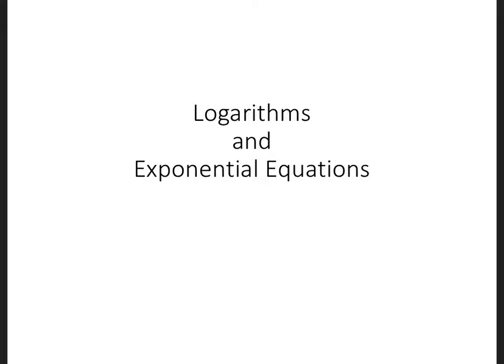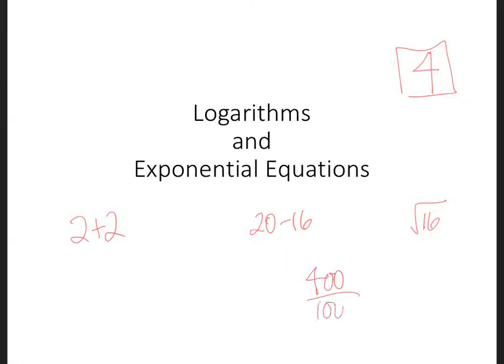If I asked you to write something that equaled 4, there's a lot I could never write them all, but I'll give you some examples. Some of you might say, okay, well, that's 2 plus 2, right? That equals 4. Some other people might say, let's do 20 minus 16. That equals 4. Or the square root of 16. That equals 4. Maybe 400 divided by 100. That equals 4. All of those equal 4. They're all equivalent to 4. It's just a different way of writing it.